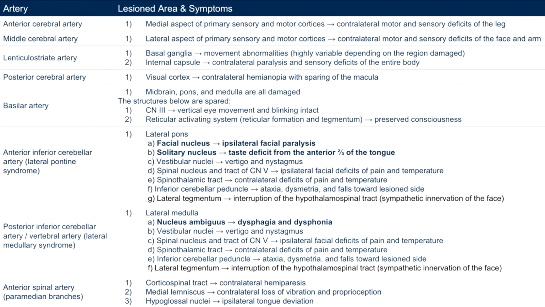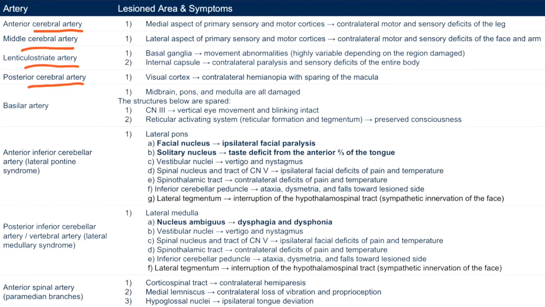This is table 8.4 from your text, which provides an overview of the effects of strokes. We just discussed the anterior cerebral artery, the middle cerebral artery, the lenticulostriate artery, and the posterior cerebral artery. So I'm not going to cover that again, but feel free to pause the video and review that information from the table.